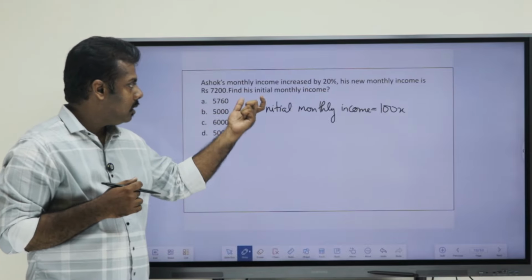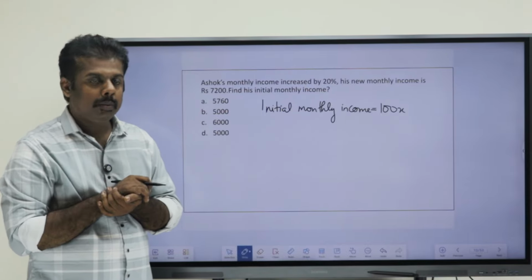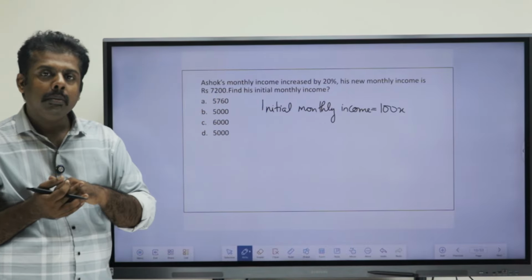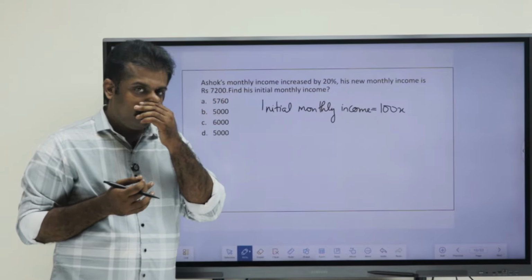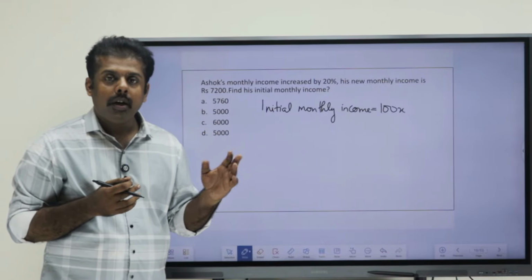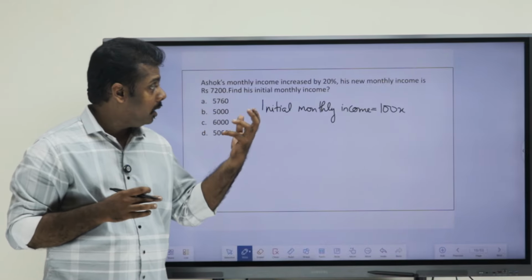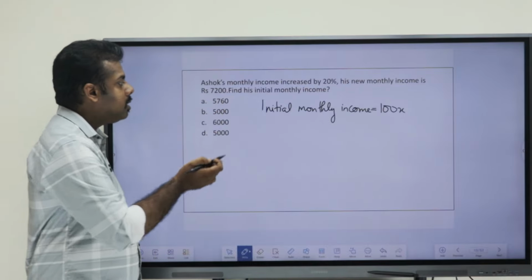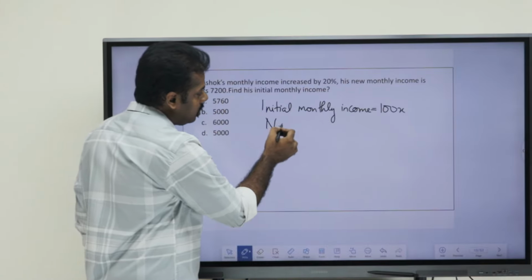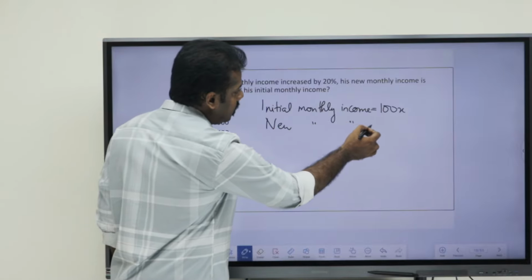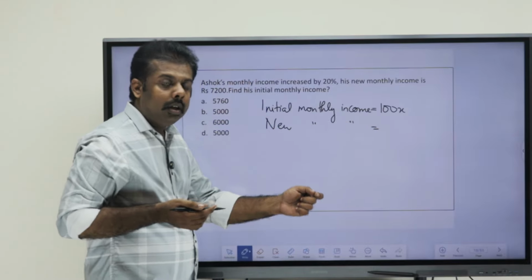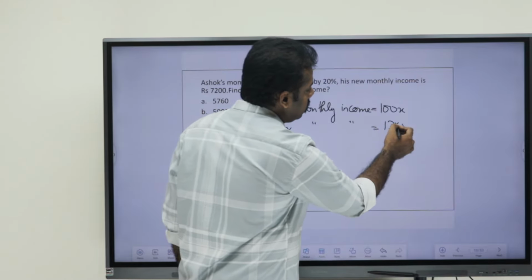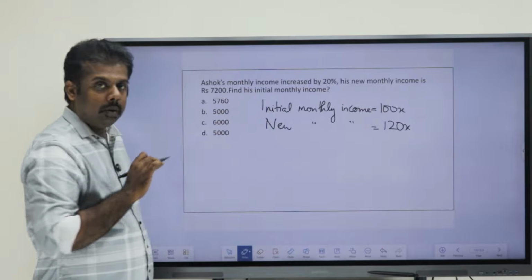So, what does the question say? His income has increased by 20 percentage. So, if 100x is his initial income, what has to be his new income? As we know, 20 percentage of 100 is basically 20. So, we are increasing it, so we have to add that 20 there. So, if his initial monthly income is 100x, his new monthly income has to be 120x. Okay. So, I hope that you got that point.